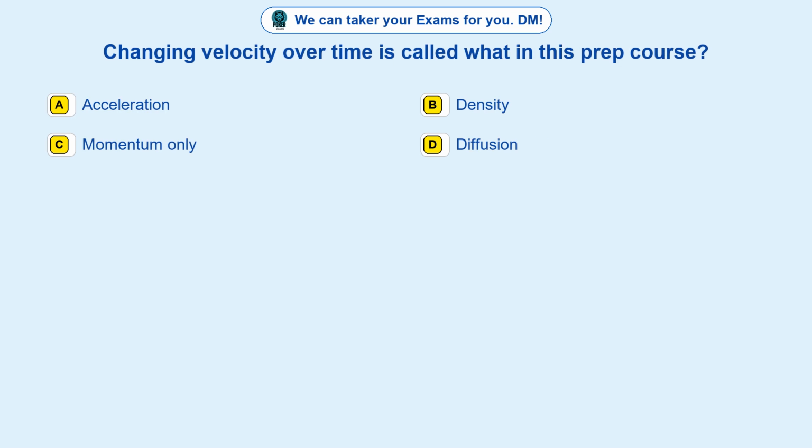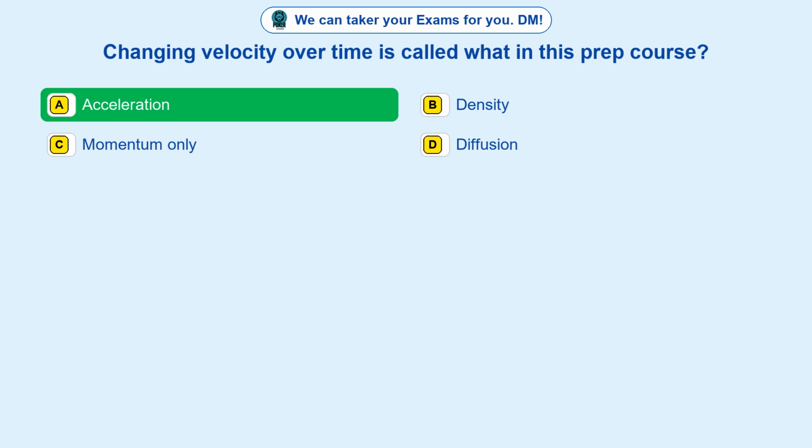Question 56. Changing velocity over time is called what in this prep course? Option A, acceleration. Option B, density. Option C, momentum only. Option D, diffusion. The correct answer is option A, acceleration.